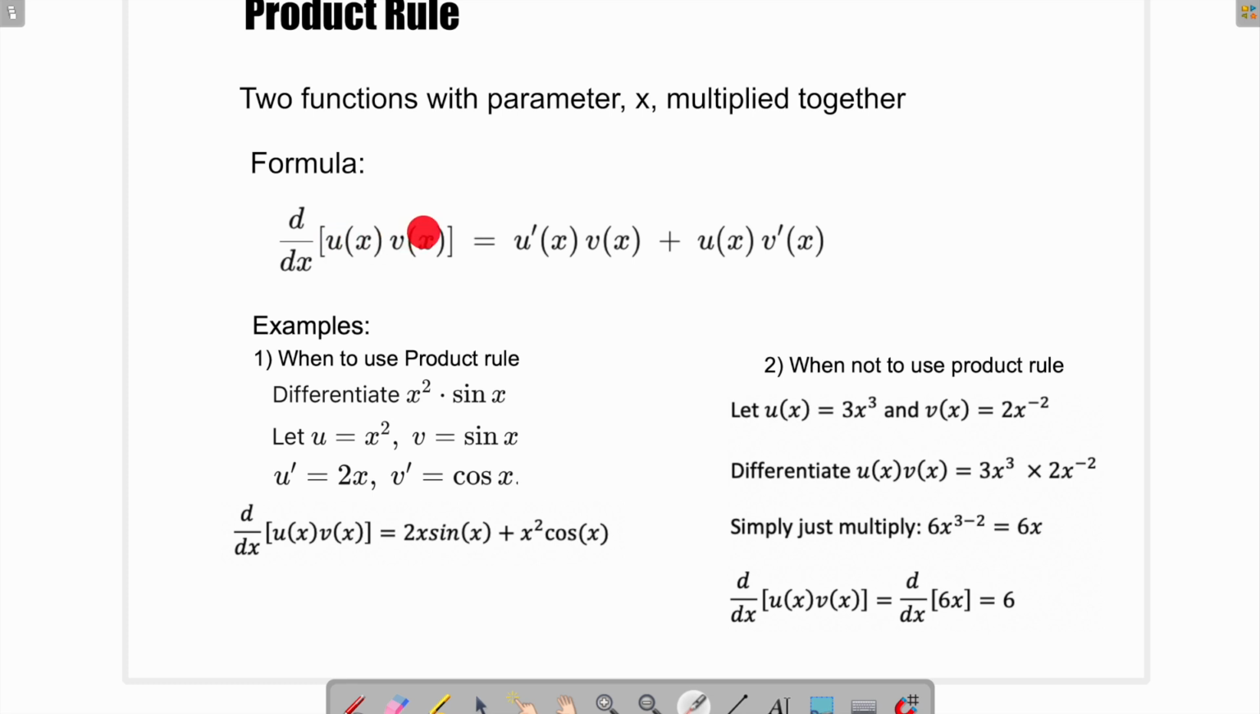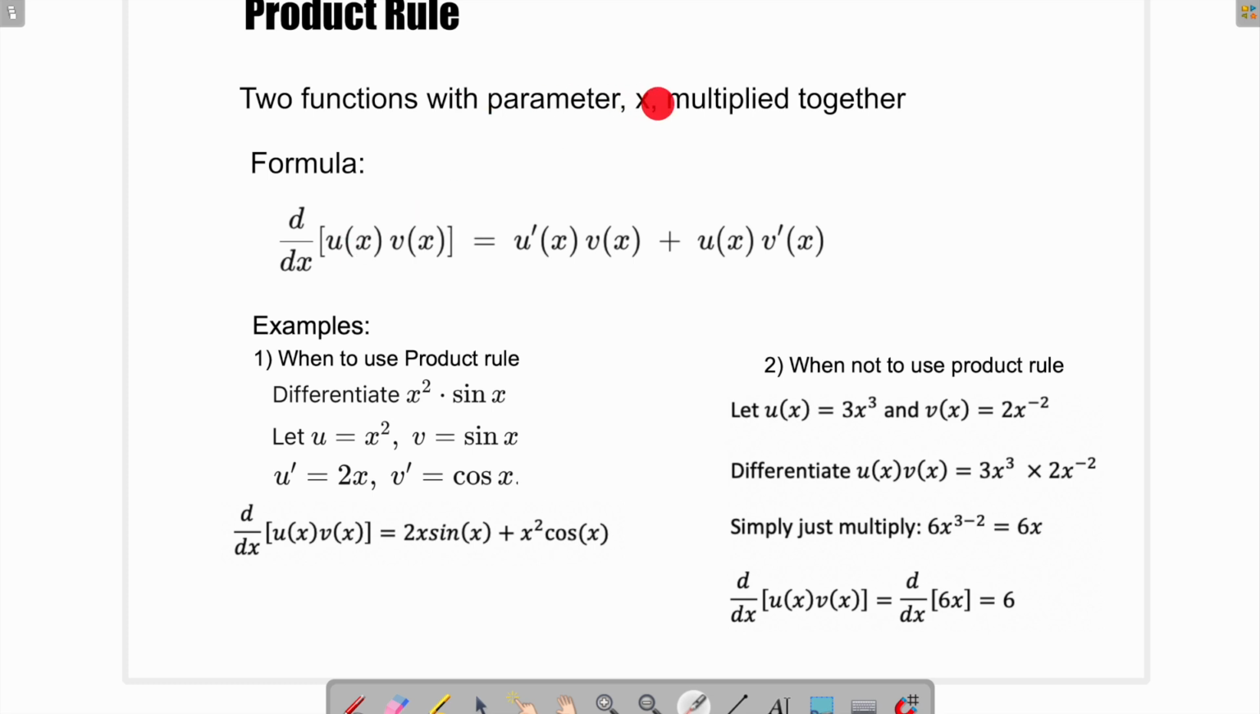u of x and v of x, you may be a bit confused, but these are just simply two functions. So this could be literally any two functions. And we'll go into two examples of when to use the product rule and when not to use, just as we can see below. But before we do, let's just break it down.